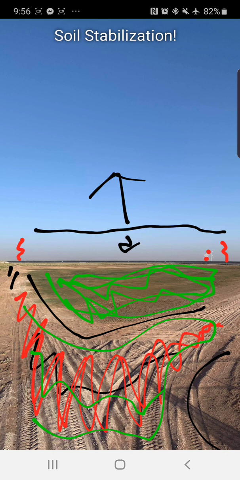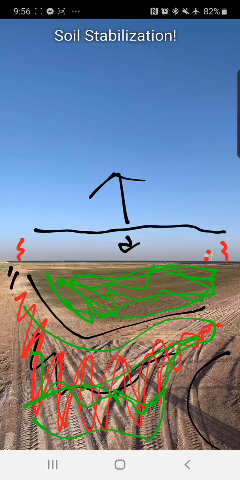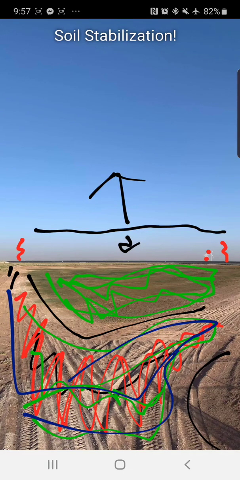SWPPP requirements are also a component of this, whereas your temporary stabilization and permanent stabilization. Obviously this area here, the blue area that I'm drawing now, obviously this is not stable, and it's actually a roadway, but it's a temporary roadway which will ultimately need to be stabilized for SWPPP compliance. So SWPPP compliance, vegetation, air quality, lots of things going on in this today.